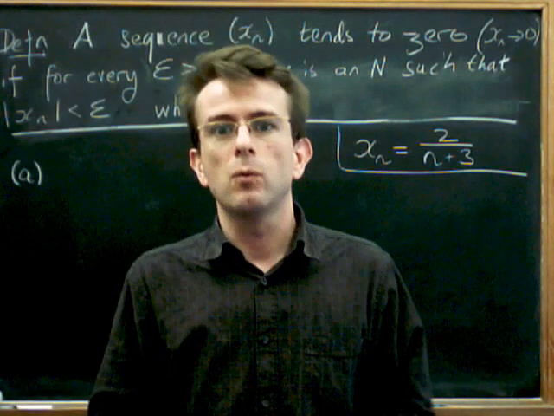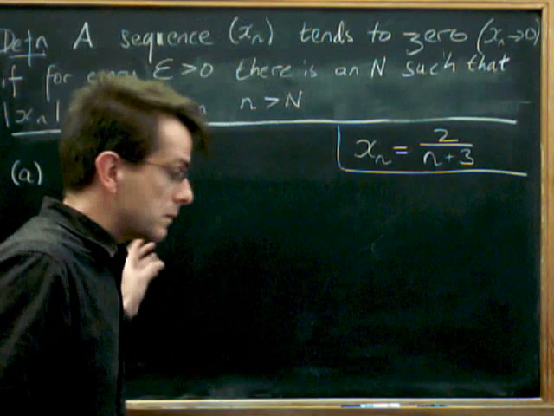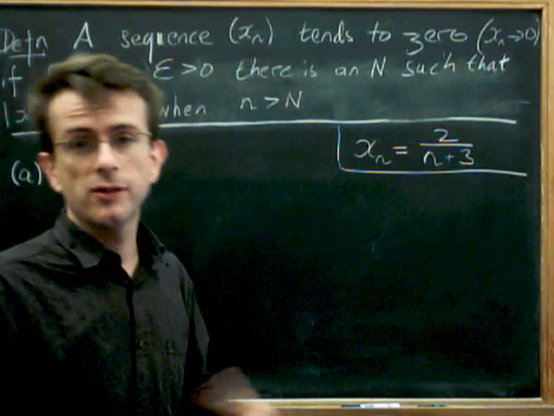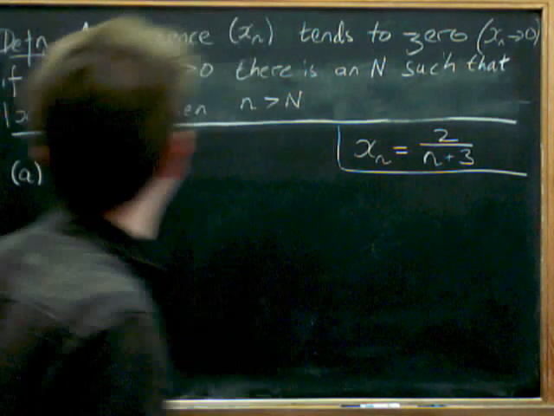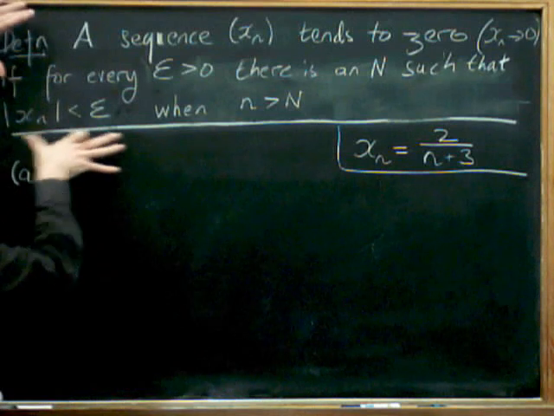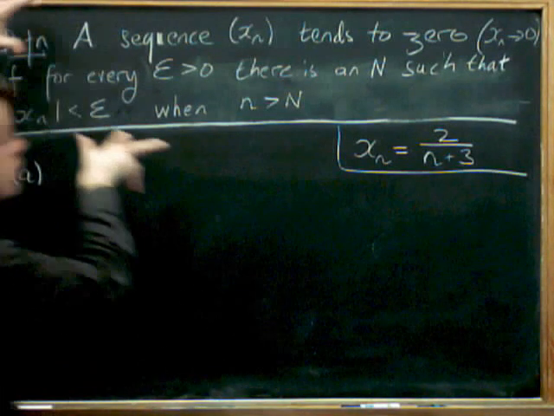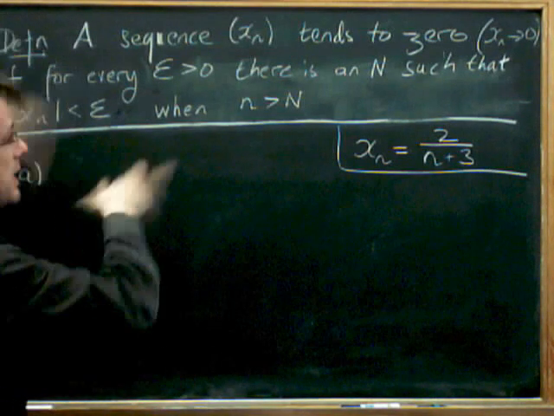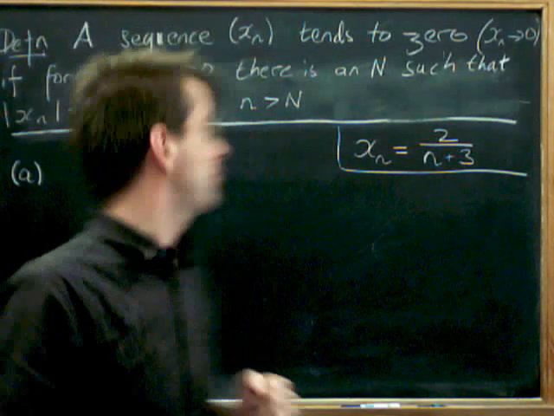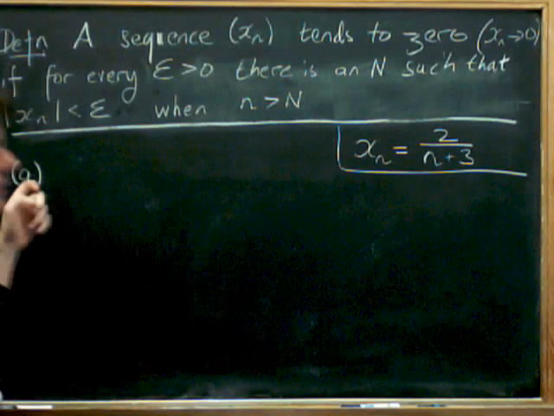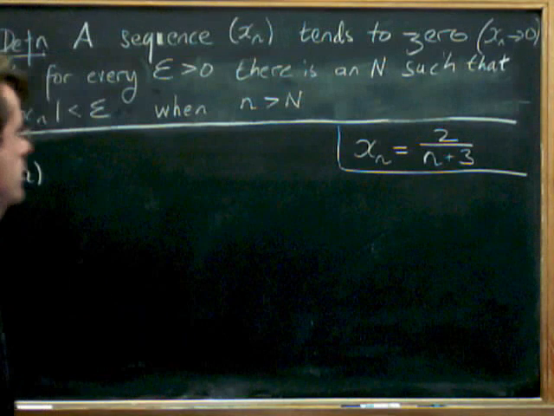Okay, so what I want to do is go through this question, which is a first question on the definition of convergence. Up here, I've reminded you what the definition of tending to zero is. We're going to need it throughout the course, so you're going to have to imprint that on your mind. And let's look at this specific question.